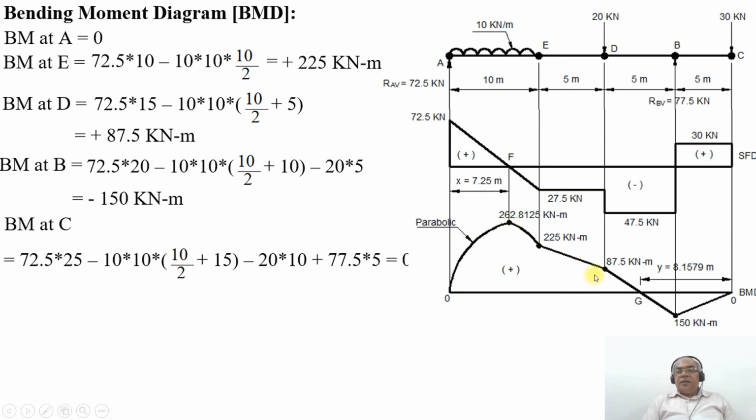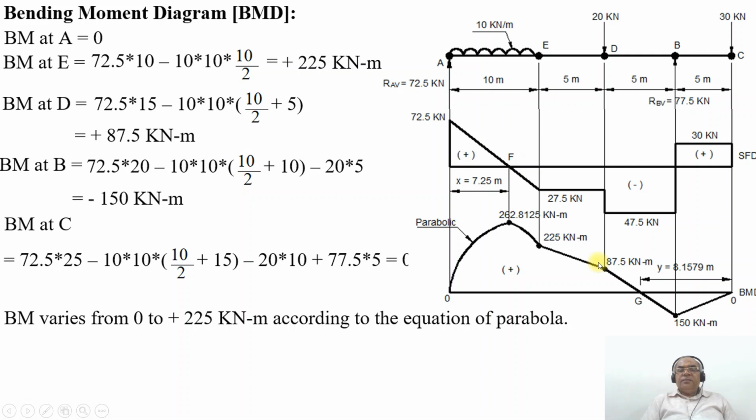Then BM at D will be equal to 87.5 kilonewton meter. So join between 225 to 87.5 kilonewton meter. Then from 87.5, it drastically reduces to minus 150 kilonewton meter. Again, it is changing its sign from positive to negative here, from 87.5 to minus 150 kilonewton meter. Then again from minus 150 kilonewton meter to 0 at C.